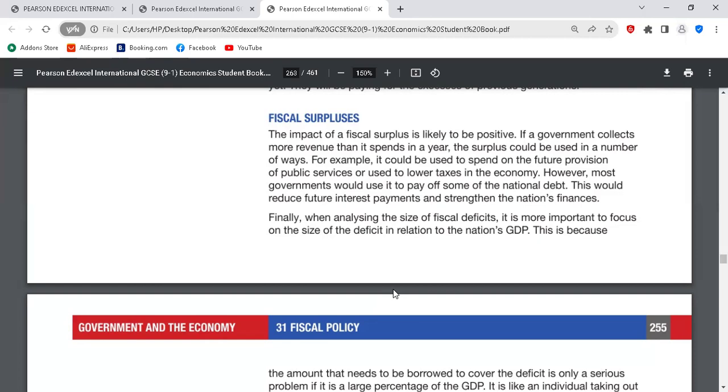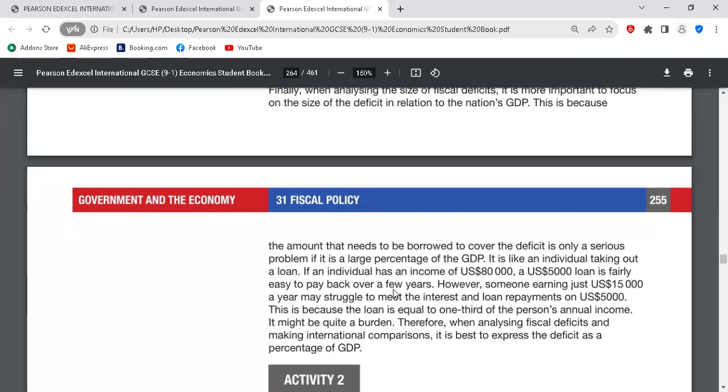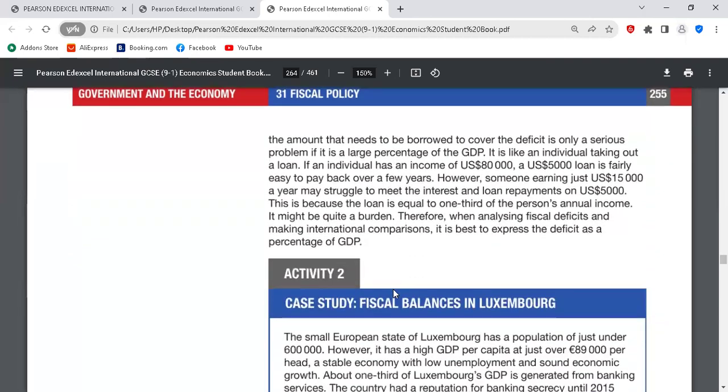Finally, when analyzing the size of fiscal deficits, it is more important to focus on the size of the deficit in relation to the nation's GDP. This is because the amount that needs to be borrowed to cover the deficit is only a serious problem if it is a large percentage of the GDP. It is like an individual taking out a loan. If an individual has an income of 80,000, a 5,000 loan is fairly easy to pay back over a few years. However, someone earning just 15,000 a year may struggle to meet the interest and loan payment of 5,000. This is because the loan is equal to 1/3 of the person's annual income. It might be quite a burden.